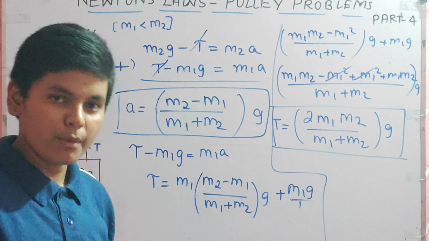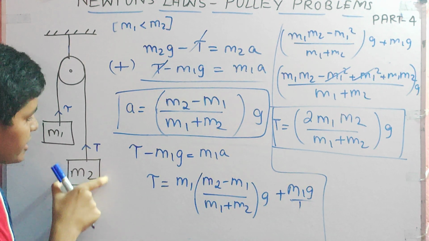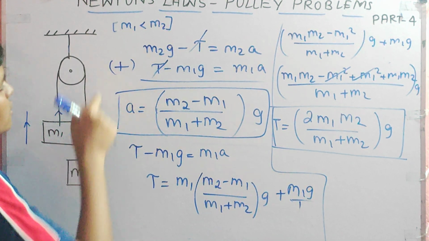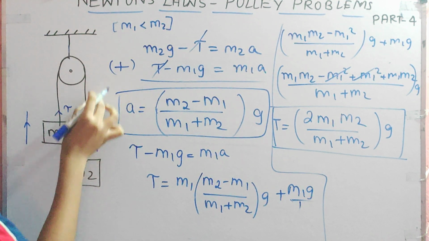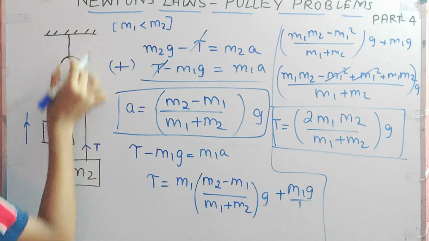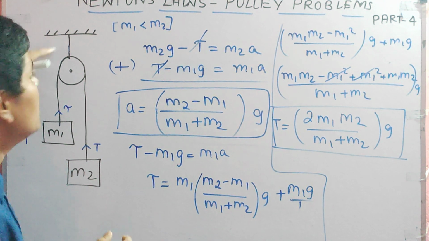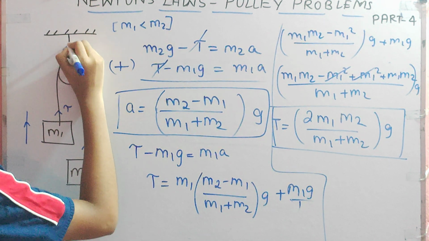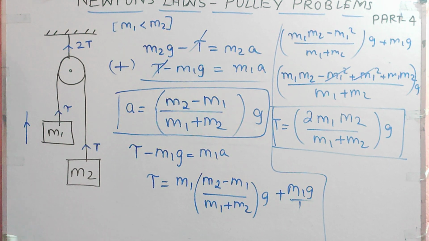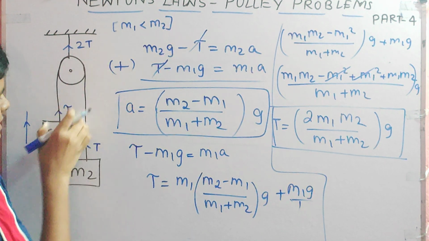Now one more important thing. For example, this is the system. Here there is tension T, here there is tension T. This is one string. Over here it is the same string, but over here the string is different. This string is called the pulley string. So for the string of the pulley, if this is T and this is T, the tension over here will be 2T. And why 2T? Because this is one string over here and this is another string.